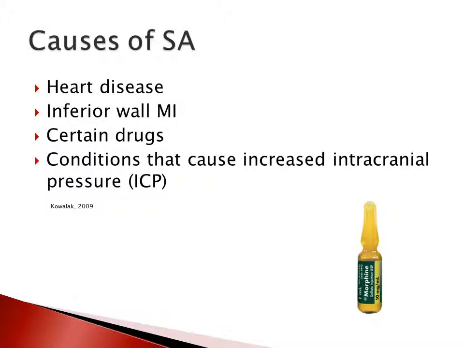So some causes of sinus arrhythmia include heart disease, inferior wall myocardial infarction, certain drugs like digoxin and morphine, and conditions that cause increased intracranial pressure.